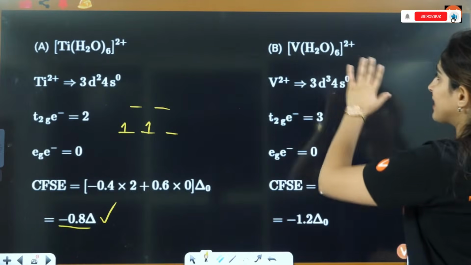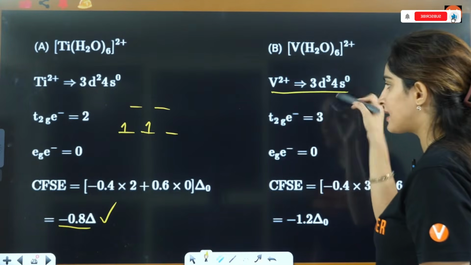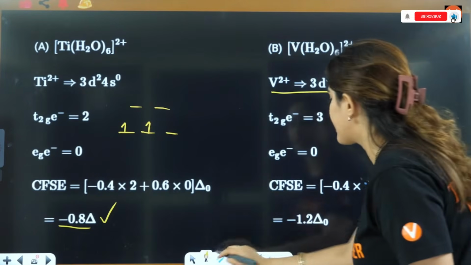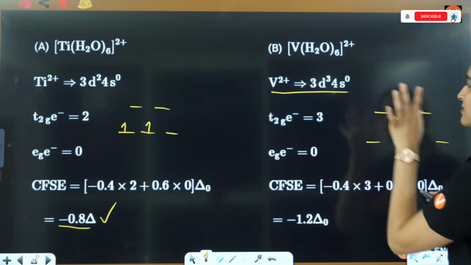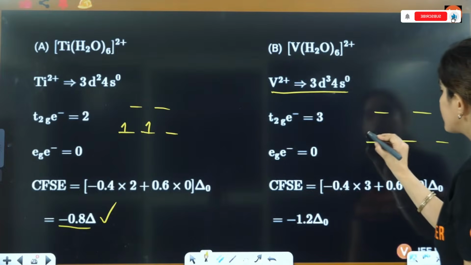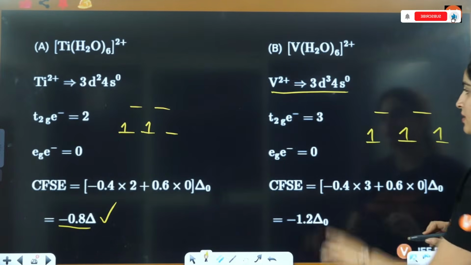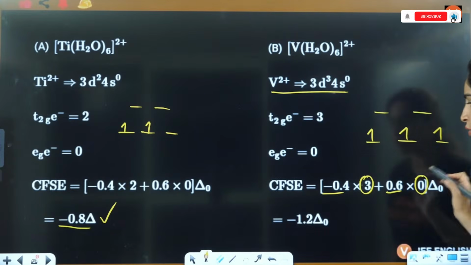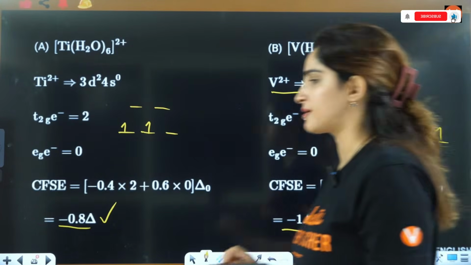For B, that is vanadium, we have this as an electronic configuration. We'll see how we fill the electrons here. Vanadium has 3 electrons here, so it will be 1, 2, 3 electrons in t2g. So minus 0.4 into 3, 0.6 into 0, delta O, that is the correct answer.